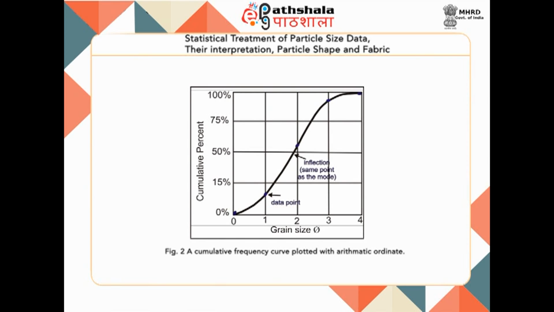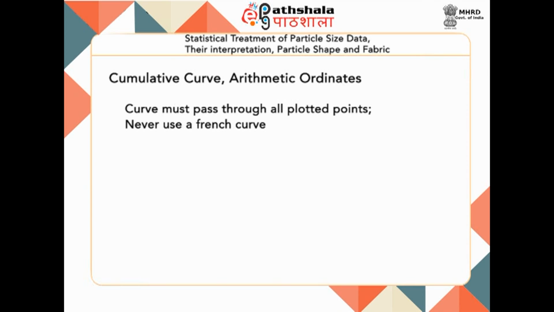Cumulative percentage of the sediments is plotted on this graph. For example, if 30% of the material is coarser than 2 phi, that is caught on a 2 phi screen, then 30 is plotted as the ordinate against 2 as the abscissa. A curve is then drawn through all the resulting points, as you can see in figure 2. A cumulative frequency curve is plotted with arithmetic ordinate. One must be very careful that the curve passes through all plotted points, and one should not use a French curve in any case.